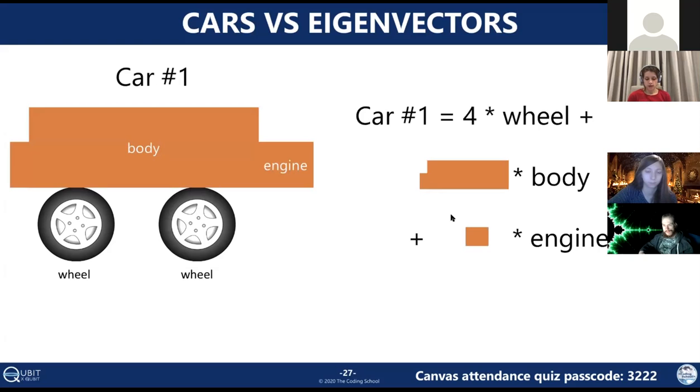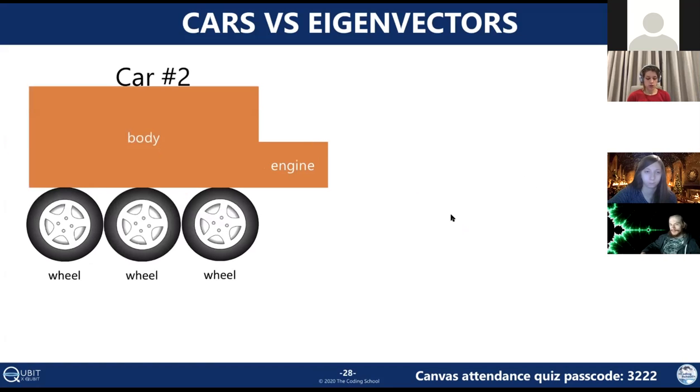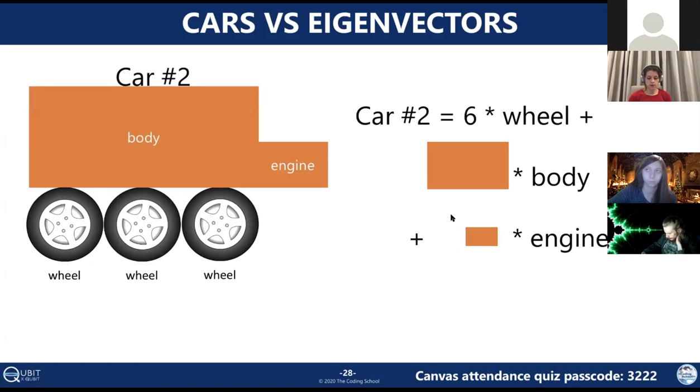When we want to describe a car, we could say, okay, we have 4 of this particular wheel times 1 of the body times 1 of the engine. And you can use these same component parts for different cars. So now we have the same body and the same engine, but we want to have 6 wheels instead.